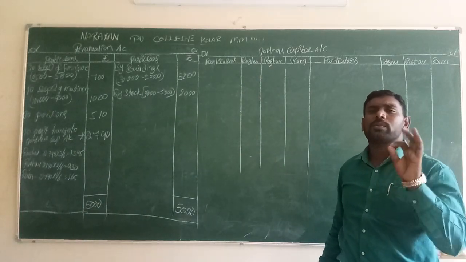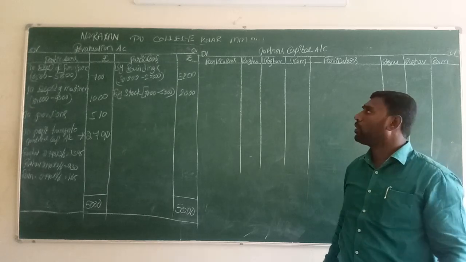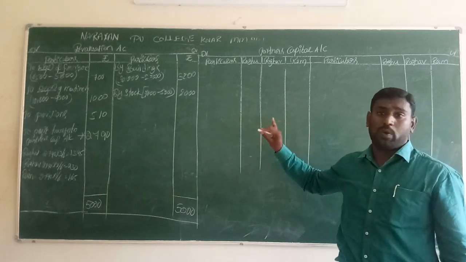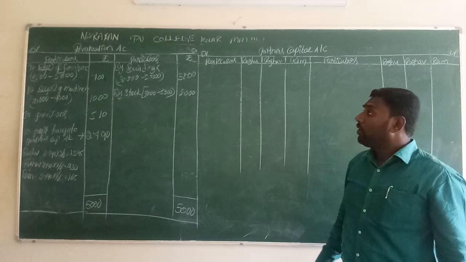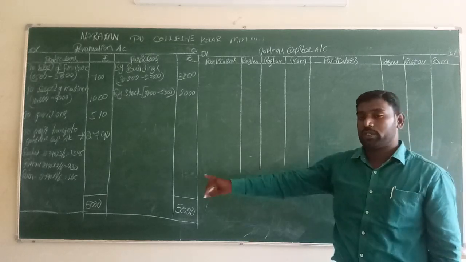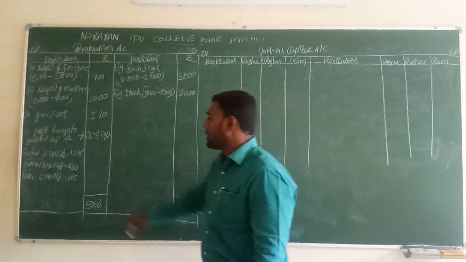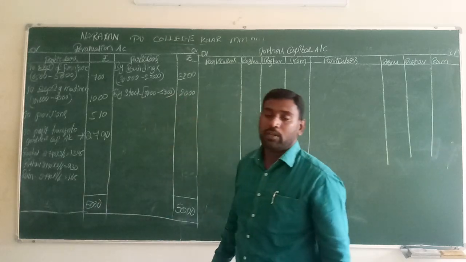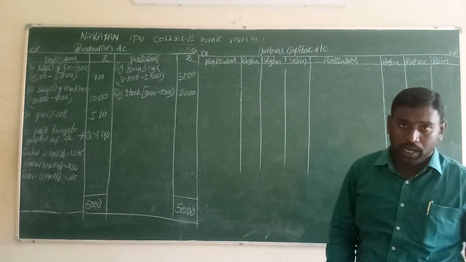We will draw the format neatly and clearly. We have to complete all the conditions the account requires. First of all, the profit we have to distribute: 1,395 for the first, 930 for the second, and 465 rupees for the third partner.